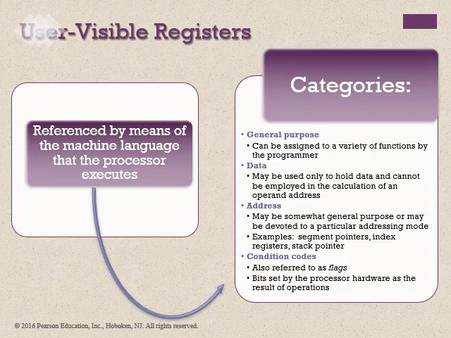So this slide will further explain about user visible registers. There are 4 categories: general purpose, data, address, and condition codes. For general purpose register, sometimes they are used where the instruction set is orthogonal to the operation. That is, any general purpose register can contain the operand for any opcode. This provides true general purpose register use. Often, however, there are restrictions. For example, there may be dedicated registers for floating point and stack operation.